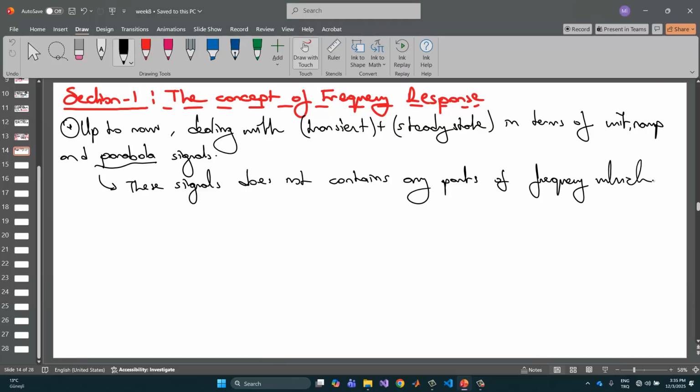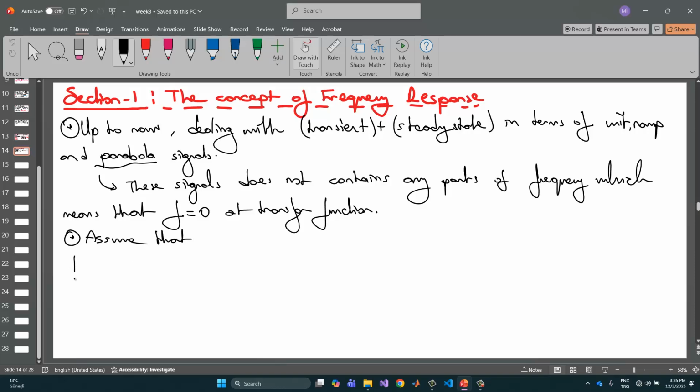Which means that f is equal to 0 in the transfer function. Okay? Because it's not a sine or cosine signal. Assume that we have the mass spring damper system, with mass, K and C, and we also have the applied force F and displacement X(t). Okay?